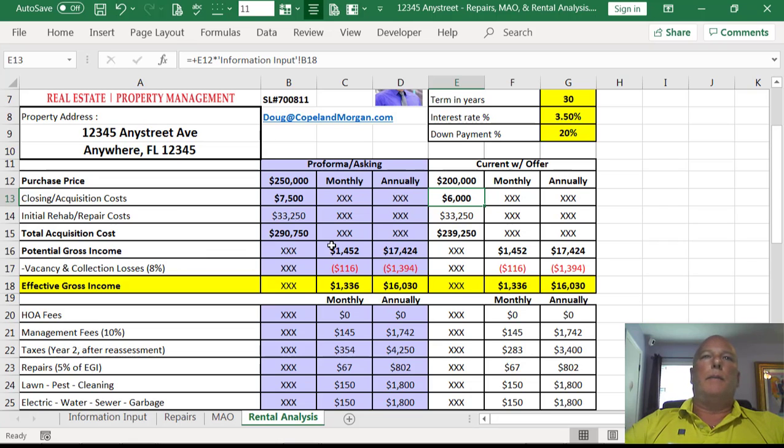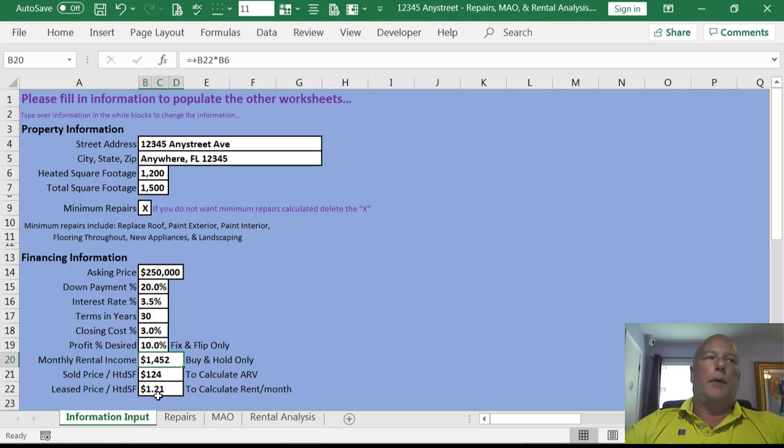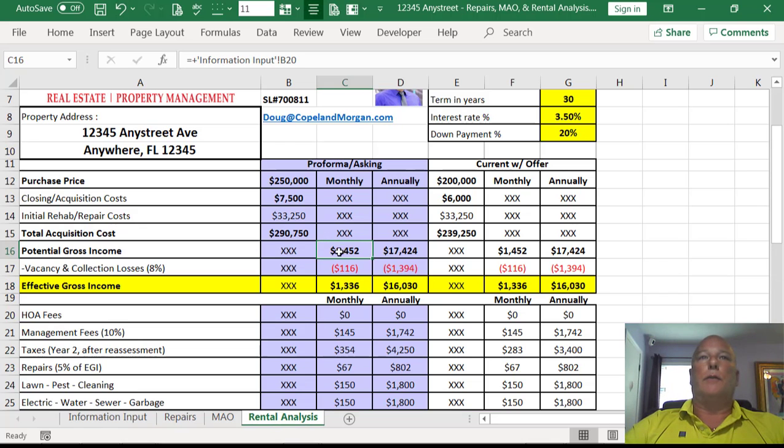Gross potential income, again, comes from the information sheet where it was the lease price per heated square foot, and that's what your rental income would be based on your square footage. It multiplies your heated square footage times your lease price per heated square foot, and that's what that number comes in at. If the listing says that they're getting $2,000 a month, by George, I'm going to go over here and put $2,000 a month. I'm not going to worry about that calculation. I'll go, woohoo, bonus, I got more than what I needed.